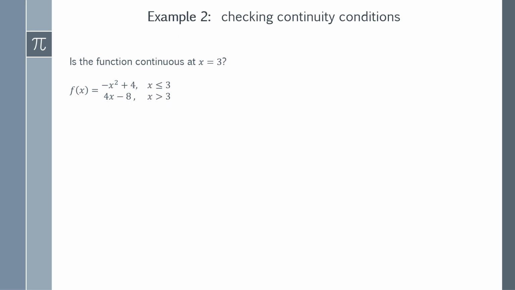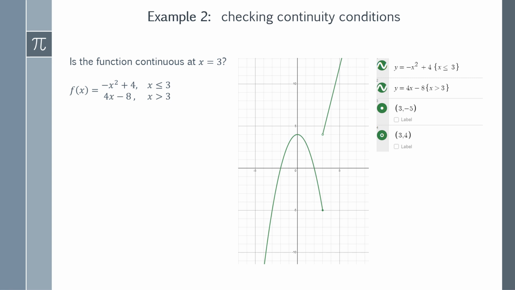Let's take a look at another example of a problem where we're checking continuity conditions. Here we have a piecewise defined function. It is negative x squared plus 4 for x less than or equal to 3, and it is a line, x minus 8, for x greater than 3. Here you have the graph of this function in Desmos, and on the right side of the slide, you can see how I am inputting my function into the Desmos calculator.